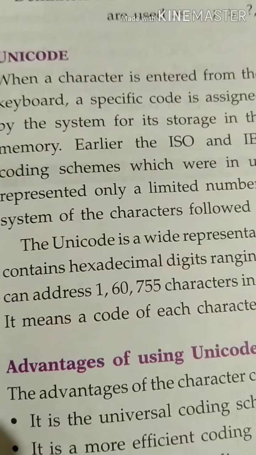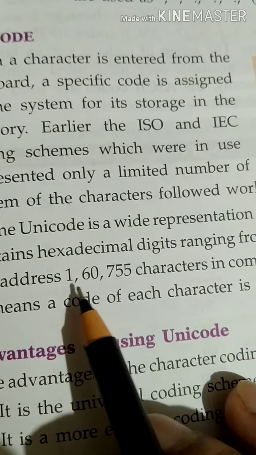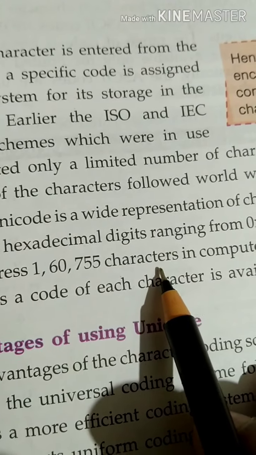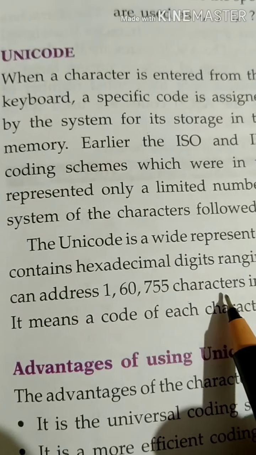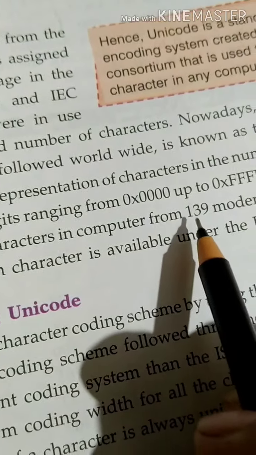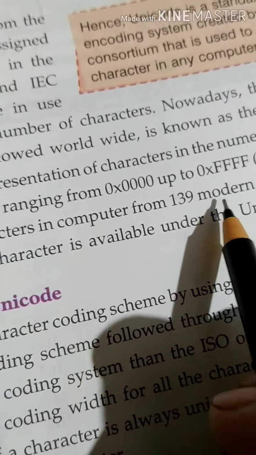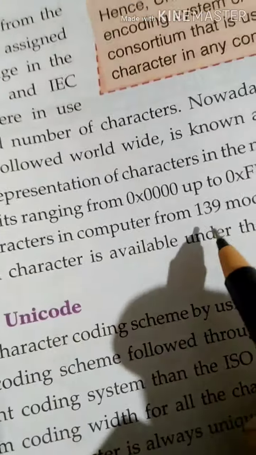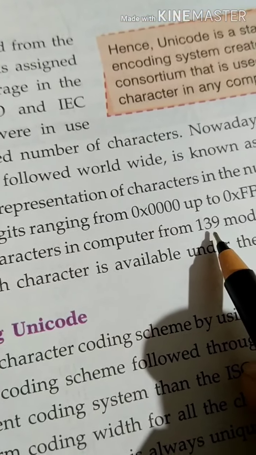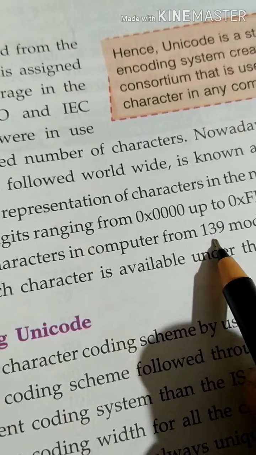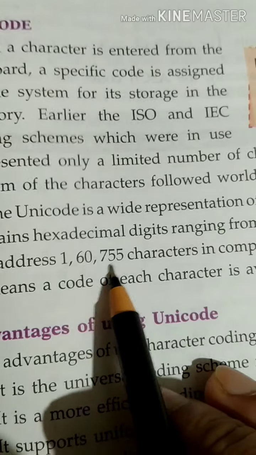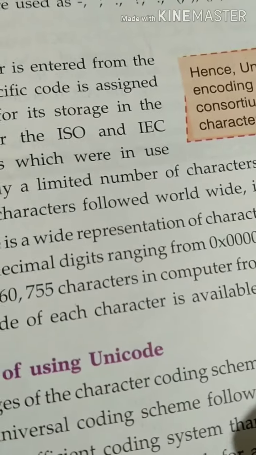For example, it gives you 1,60,755 characters, which is a huge amount of characters you are allowed to write in Java programming if you are using Unicode. You have a total of 139 modern and historic scripts, and approximately 1,60,755 characters we can use here.